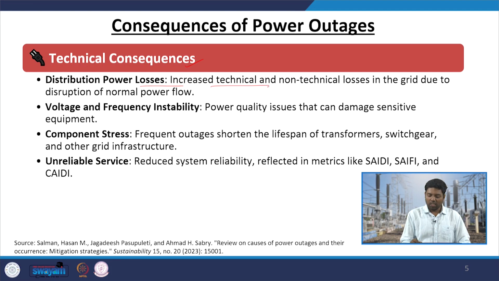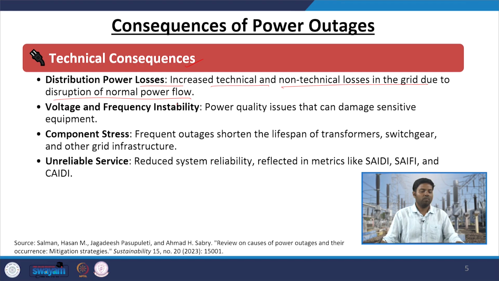That means increased technical and non-technical losses in the grid due to the disruption of normal power flow. So, you thought that the load will be catered through the shortest path with the lowest electrical distance, or lowest resistance or impedance. But let us say a fault occurred in the shortest path, and now the power has to go or wheel through the longer path. So, at that time obviously the system loss will increase.